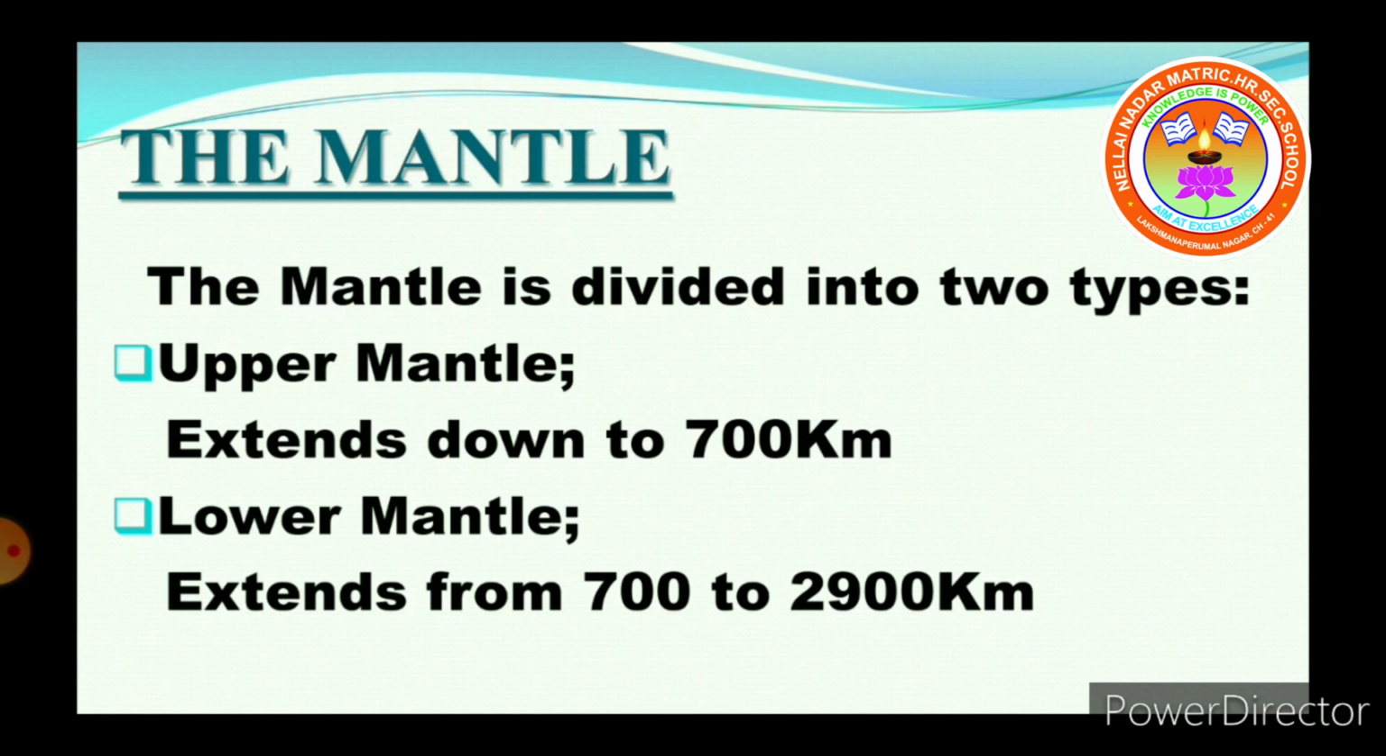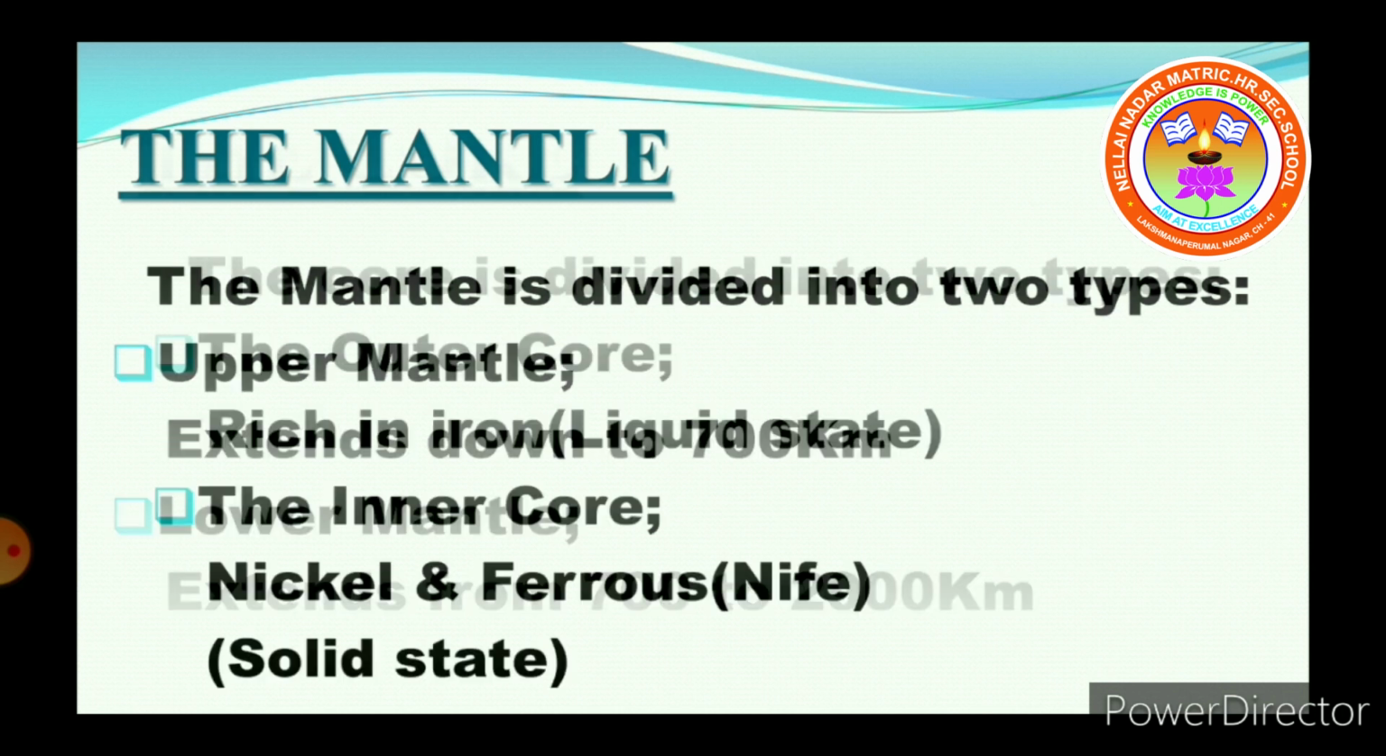The mantle is also divided into two parts, the upper mantle and the lower mantle. The upper mantle extends down to 700 kilometers. The kilometer figure is the thickness of the upper mantle. The lower mantle extends from 700 to 2,900 kilometers. That's the thickness.